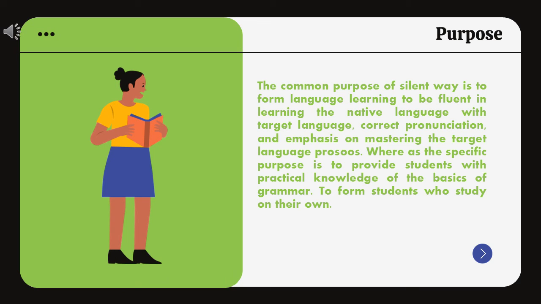Purpose: The common purpose of the Silent Way is for language learning to be found in learning the native language with the target language, correct pronunciation, and emphasis on mastering the target language process. Whereas the specific purpose is to provide students with practical knowledge of the basics of grammar, from students who study on their own.